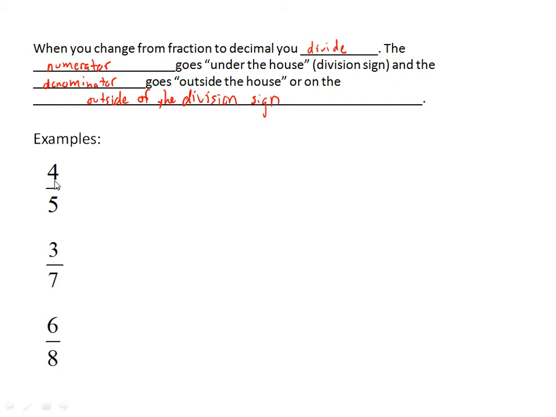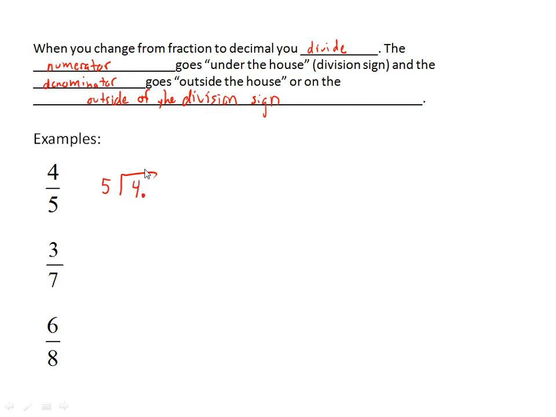Alright, let's look at these real quickly. The numerator goes inside the house. The denominator, which is down here, goes outside the house. So this is how you turn it into a decimal.